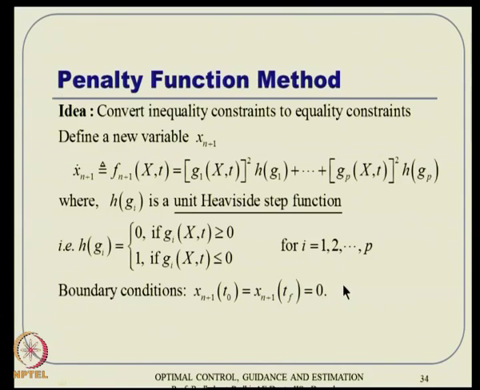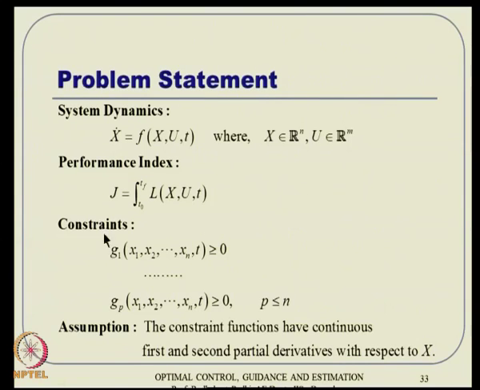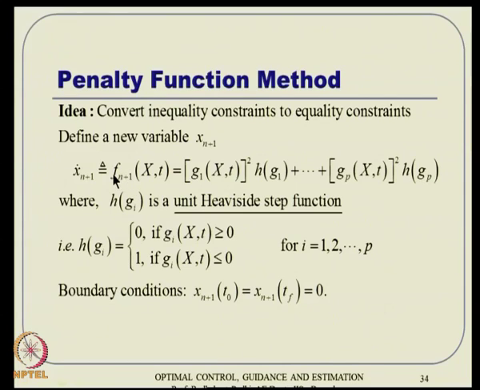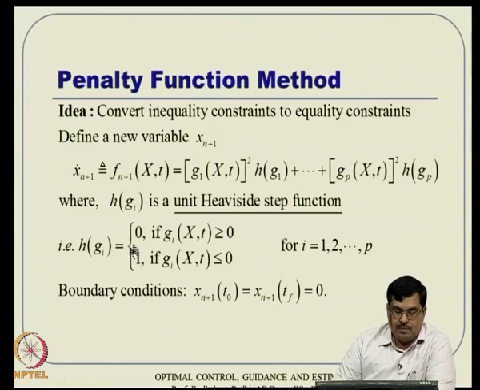How do you handle that? One idea is like this. All these constraint functions, whatever constraint functions are there, I will collect and write some sort of additional auxiliary state equation, x n plus 1 dot as some f n plus 1 of x of t, where this f n plus 1 I will define this way: g 1 square times h of g 1 plus g 2 square times h of g 2, like that. And what are these h? H is nothing but the unit Heaviside step function, defined as something like this.